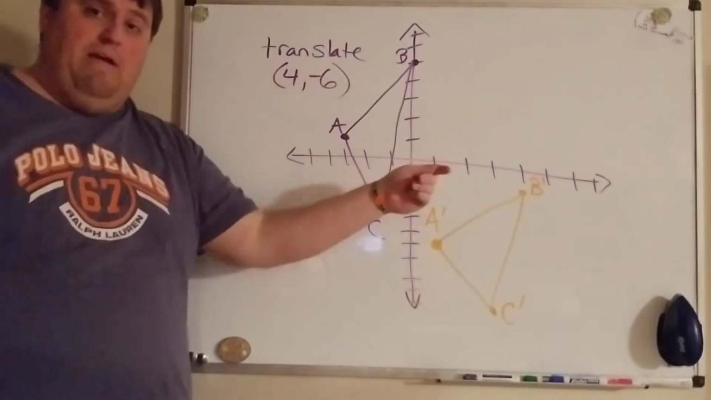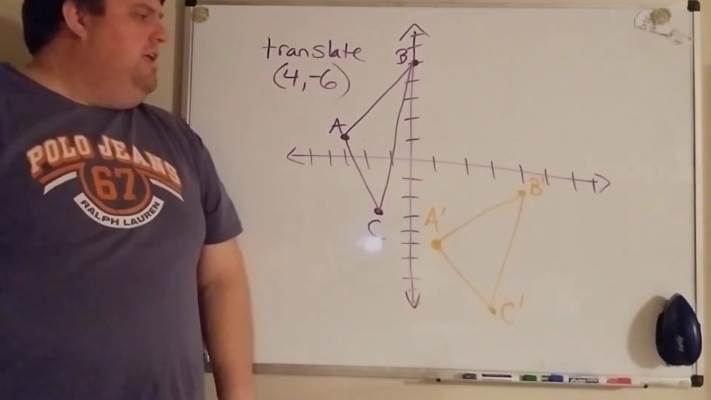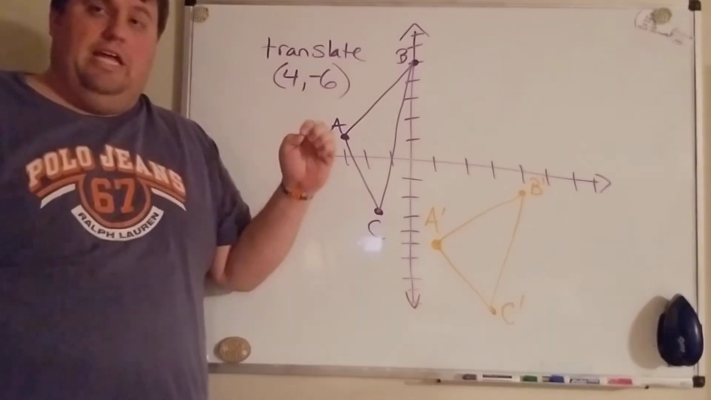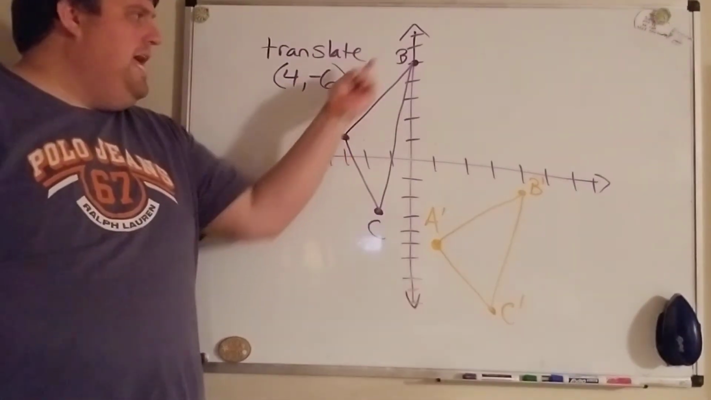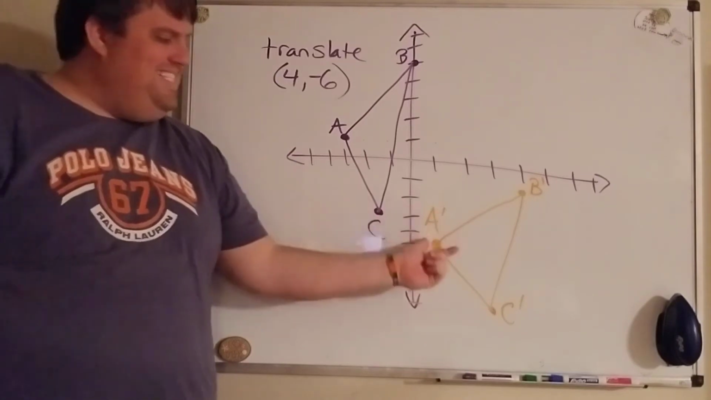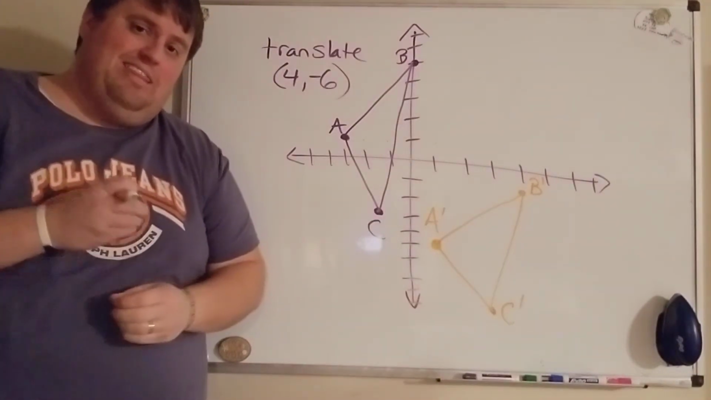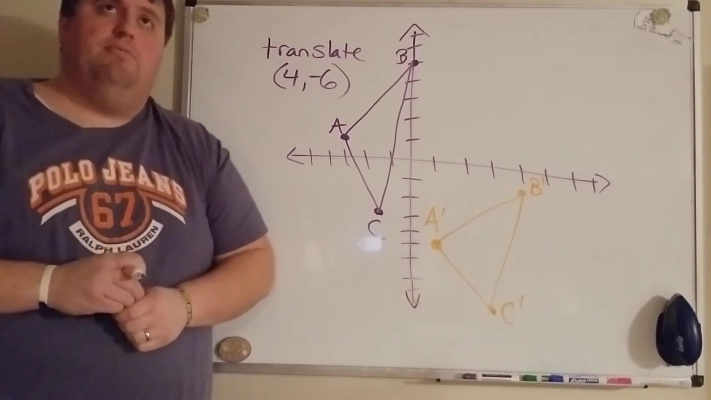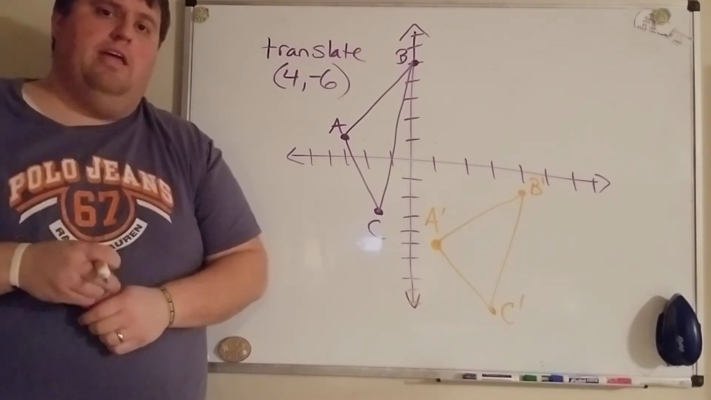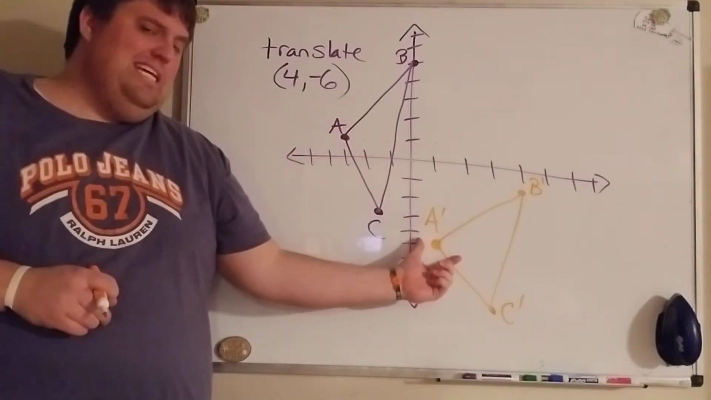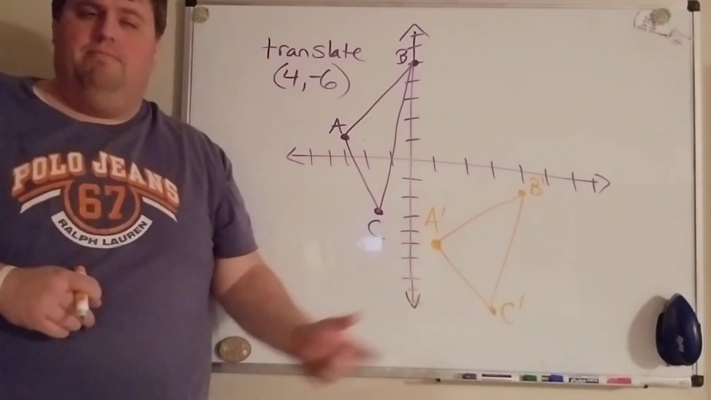When we move it to the right 4 and down 6. The other way that they can label these is to use different letters. So for example, if this was A, B, C, they might call this one D, E, F. But the important part to realize is that the letters will still correspond the same way. So if A was the first in the alphabet here, then it goes to D because that's the first one in the alphabet down here.